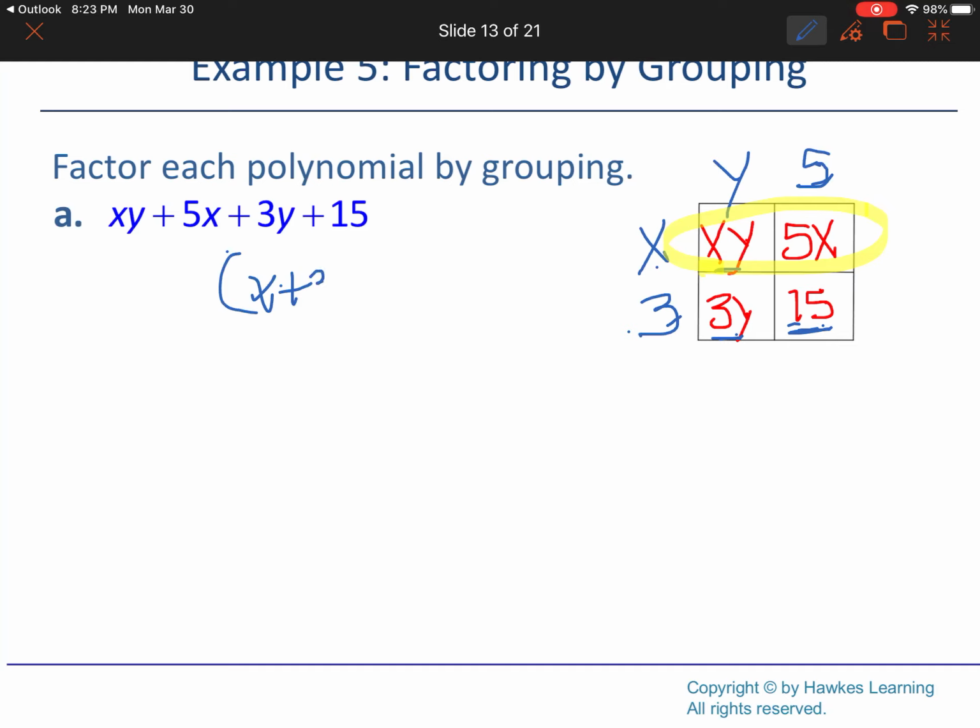So our factors are x plus 3 and y plus 5. Now, it doesn't matter which order I write them in. Remember, multiplication is commutative. So if you write your answer y plus 5 times x plus 3, that's perfectly fine.